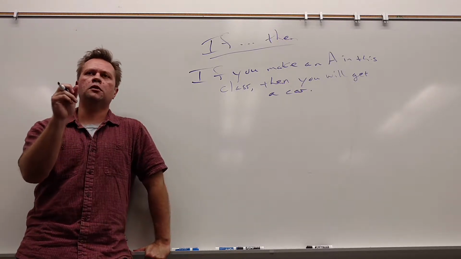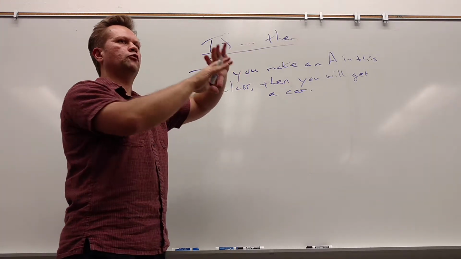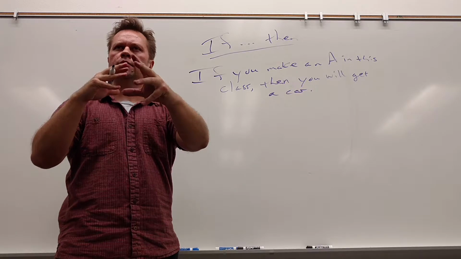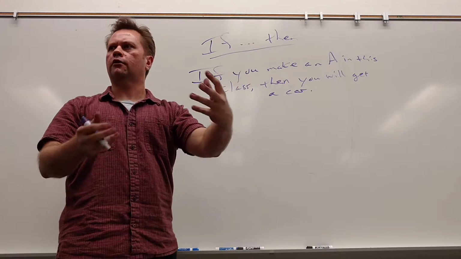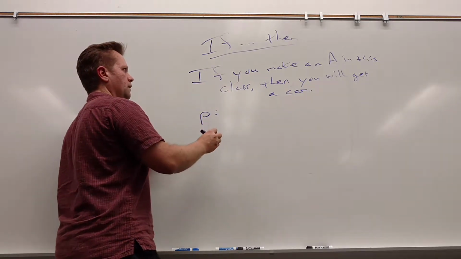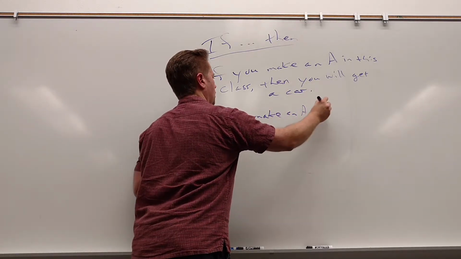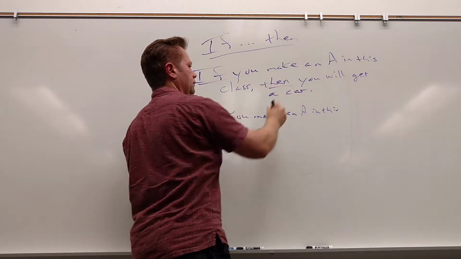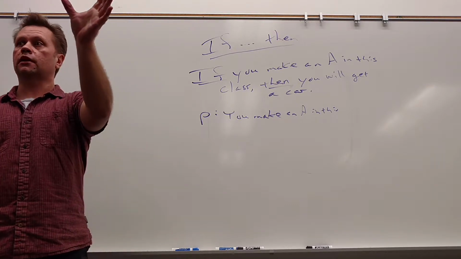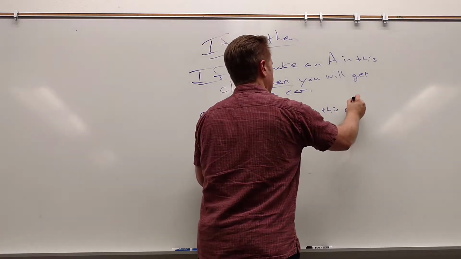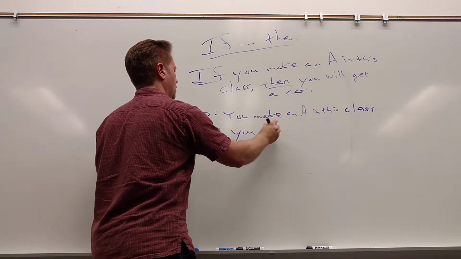Now watch this. This is where people get confused about if-then statements. So real quick, what are my two statements? Let's first break this down analytically, and then we'll talk about it in a more English sense. What are my two statements that I can give P and Q values for? What would P be? Yeah, you make an A in this class, that's P. Because the if-then will be part of the symbol, believe it or not. Just like and is made into a symbol, or is made into a symbol. They're not parts of the statements. You make an A in this class. So what would Q be? Yeah, you will get a car.